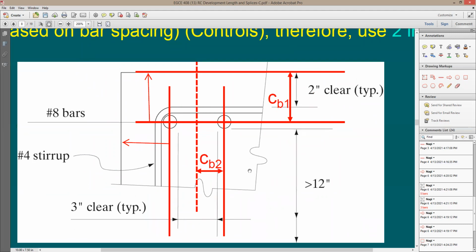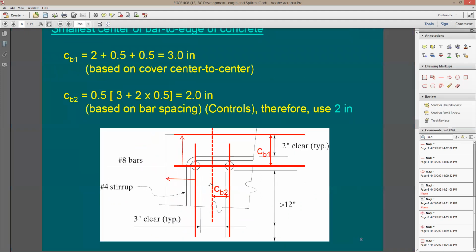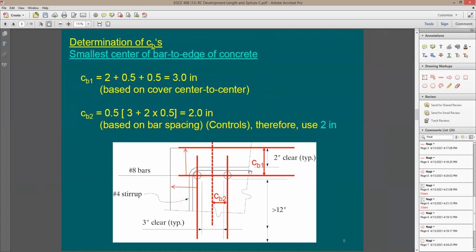So again, what you need to do, you draw this dashed line between the 2 rebars, and then figure out the distance from this dashed line to the center of this rebar, which is CB2. At the end of the day, use the smaller of the 2 values. We're good? Repeat. Yes, thank you. Right.